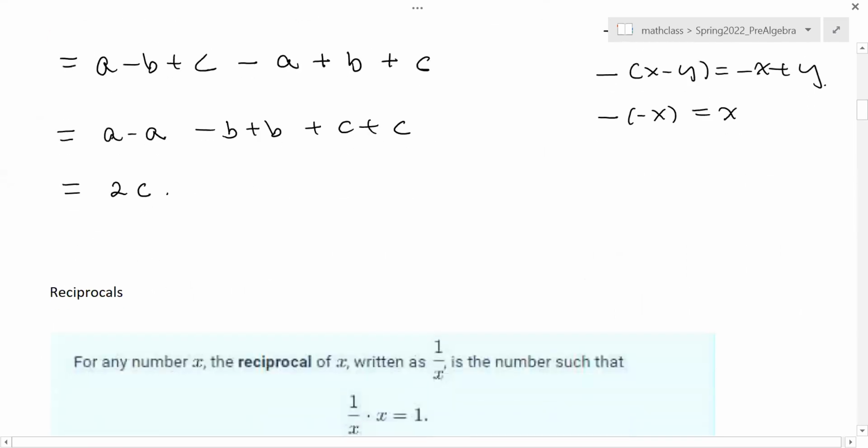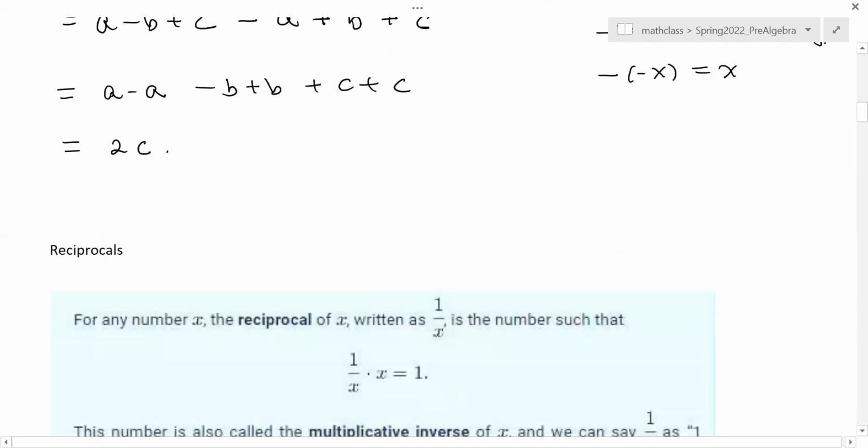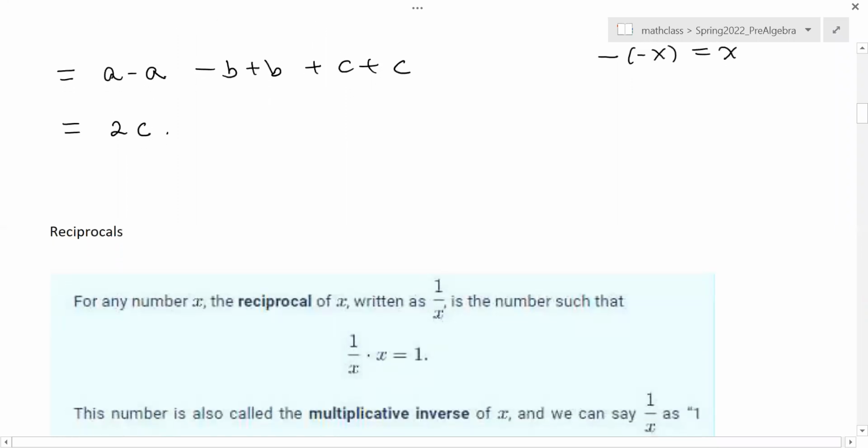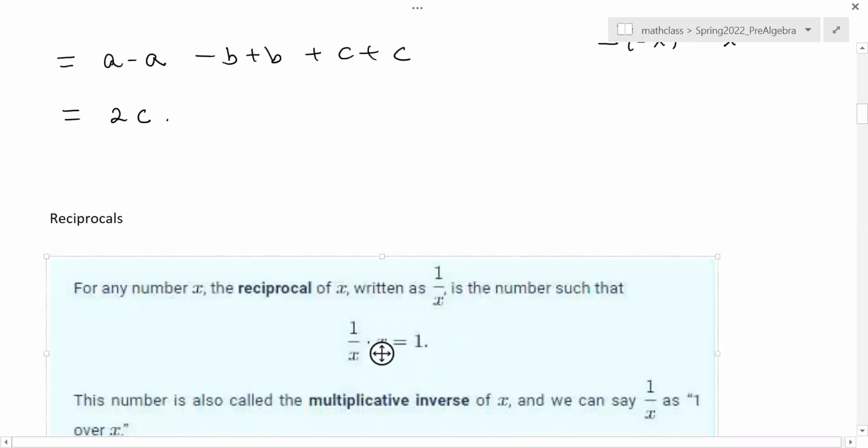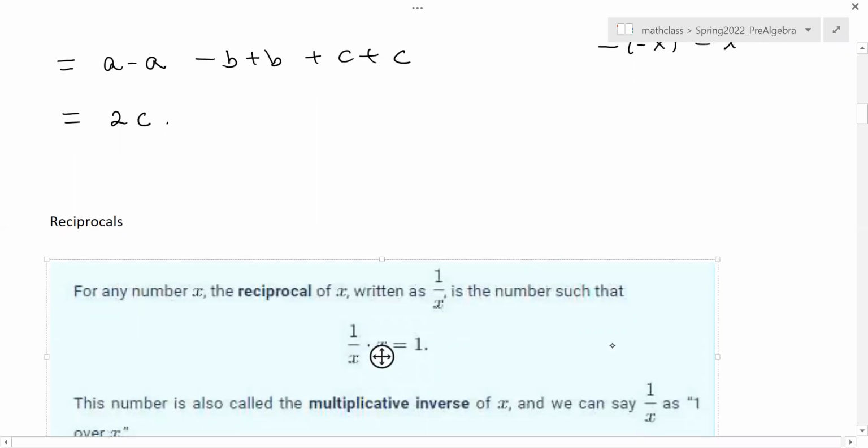Then we're going to study a new concept. It's called the reciprocal of a number. By definition, for a given number x, the reciprocal of x, which will be written as 1 over x, is a number such that the product of the number with x is going to be 1. That's just the definition.